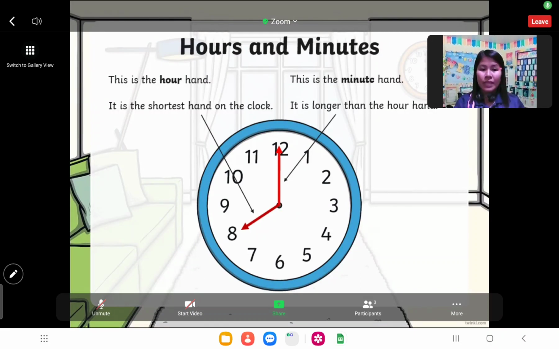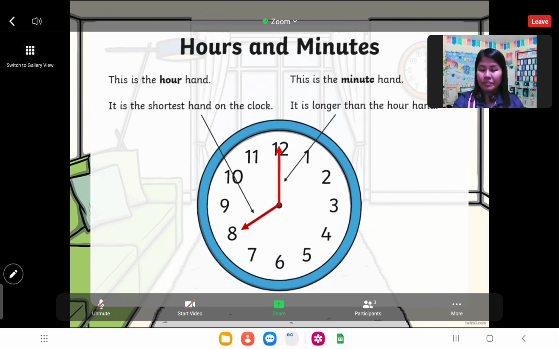The picture, this is the hour hand. So the hour hand is shorter than the minute hand. Okay? The minute hand is longer than the hour hand. Remember, if we are telling time, the small arrow or the shorter arrow is talking about the hour. And then the minute hand is the longer.